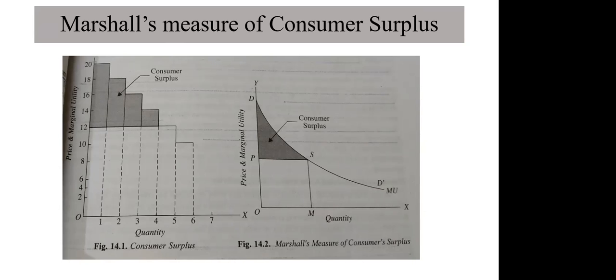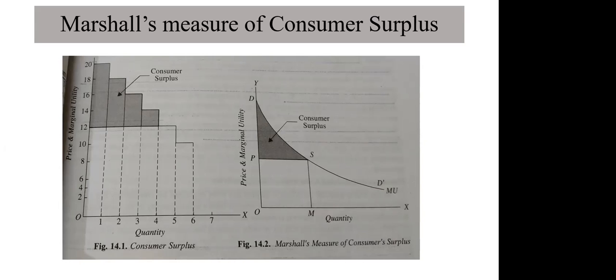And for the fourth unit, I am willing to pay 14, and for the fifth unit, I am willing to pay 12. So for the third unit, I will have 4 rupees of consumer surplus. For the fourth unit, I will have 2 rupees of consumer surplus. And for the fifth unit, I will not have any consumer surplus because the amount I am willing to pay and the prevailing market price is the same. And at this point, I will stop my purchase because my willingness and the price I am paying are equal.